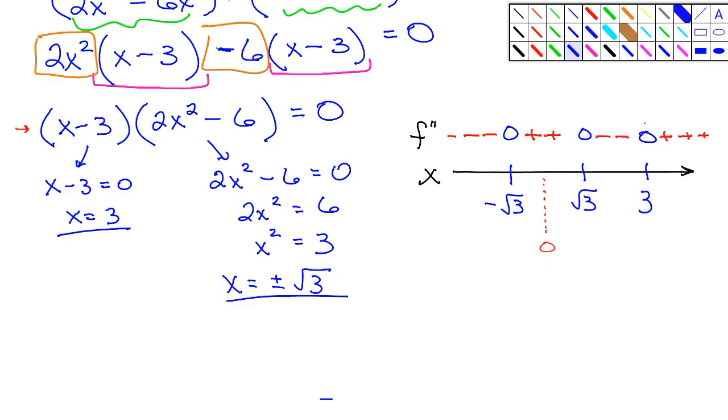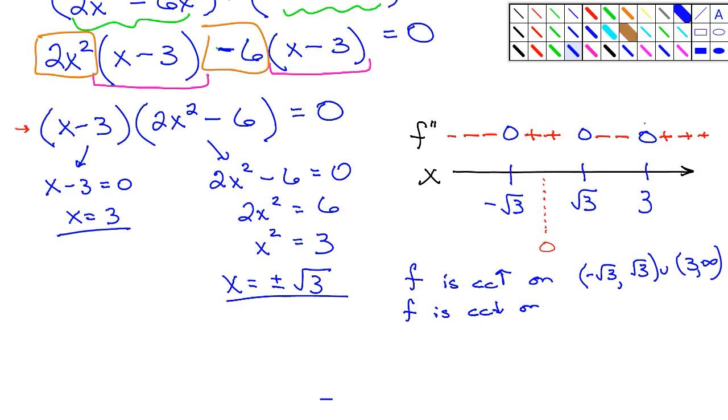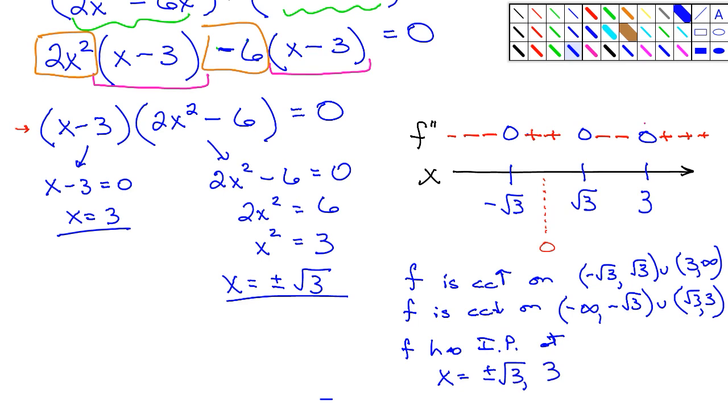What we do now is we make the statement. So f is concave up on negative root 3 to root 3 union 3 to infinity. F is concave down on negative infinity to negative root 3 union root 3 to 3. And then f has inflection points at, and I'll just list the x's, x is equal to plus or minus root 3 and 3. And there you go. That was a toughie.